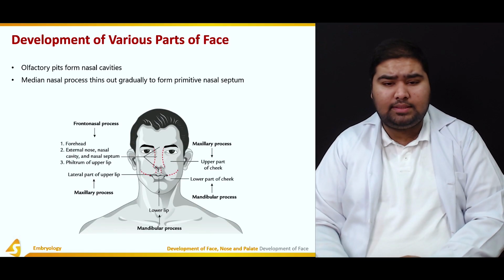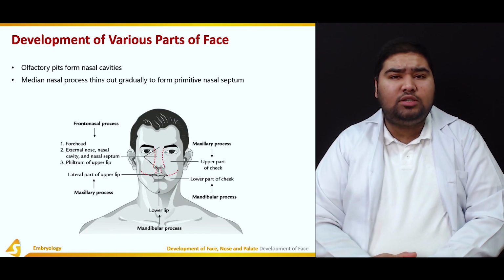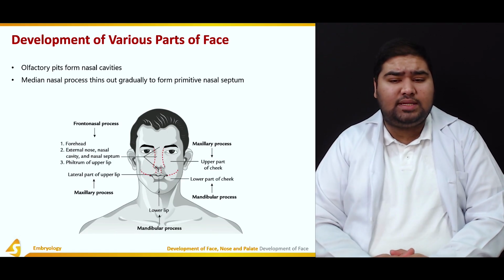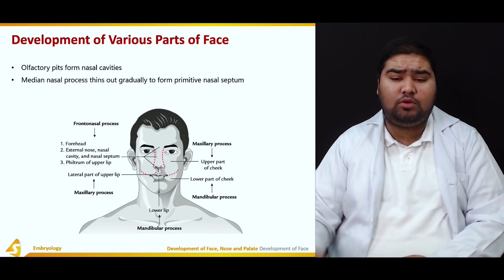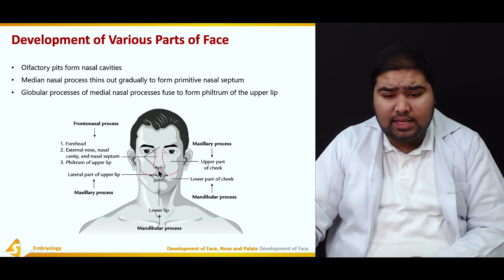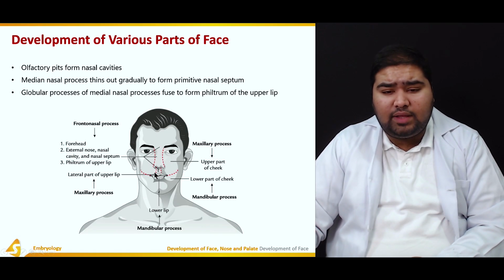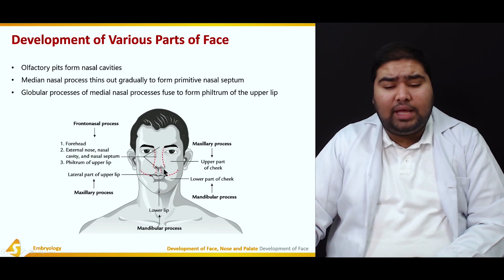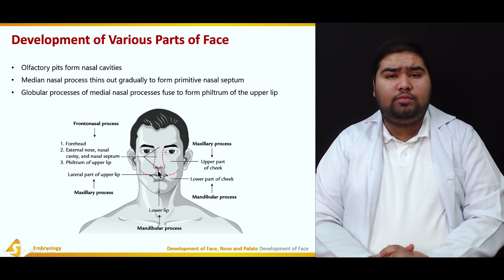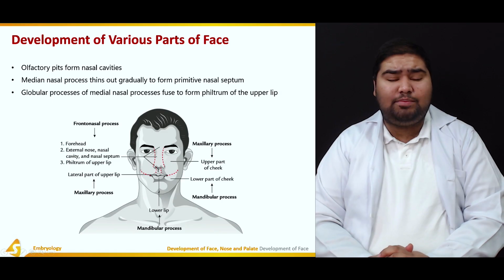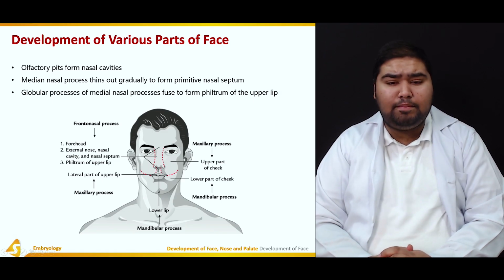nasal process. Now the globular process of the medial nasal process fuses to form the philtrum of the upper lip. Here you can see this is the philtrum of the upper lip, and this is being formed by the globular process of the medial nasal processes which fuse in the midline.